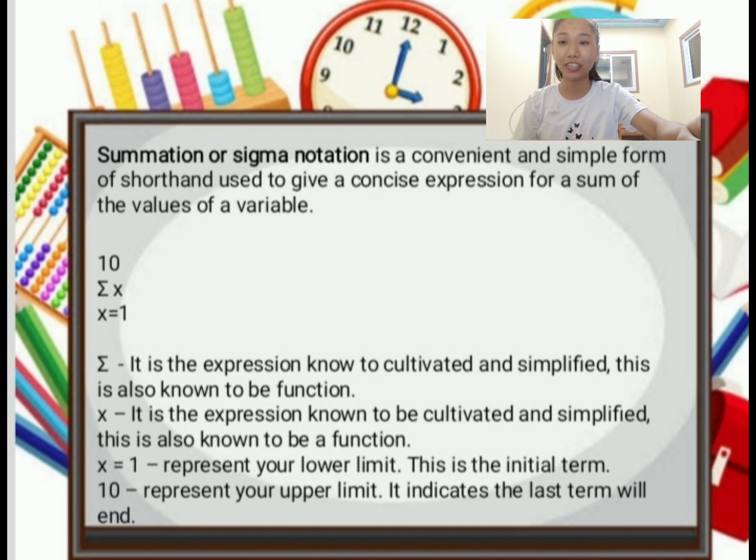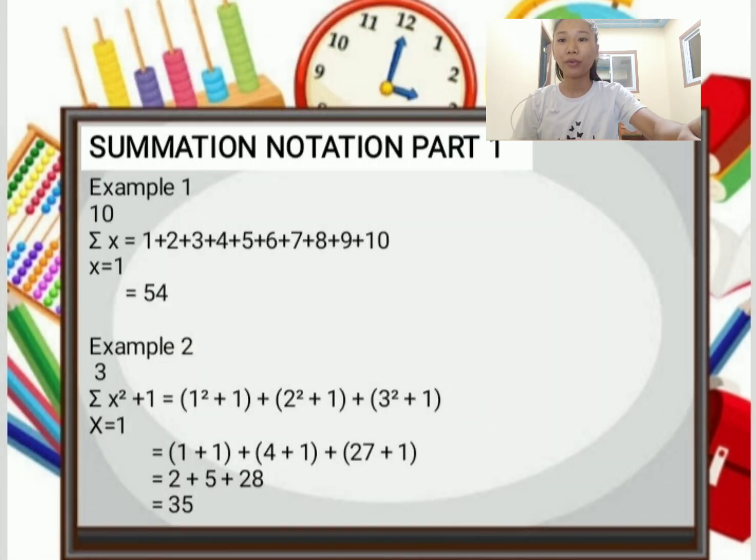The symbol of summation notation is an expression known to cultivate and simplify. This is also known to be a function. While the x is the expression known to be cultivated and simplified. So we have here two examples in summation part 1, and we also have two examples in summation notation part 2. I will show them to you in 3, 2, 1.